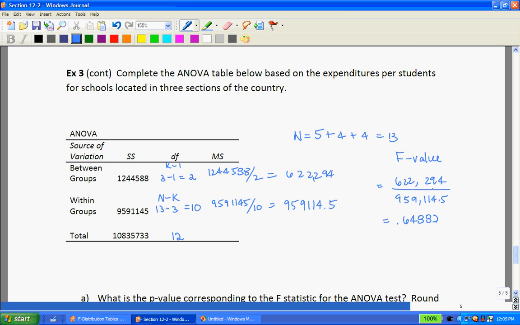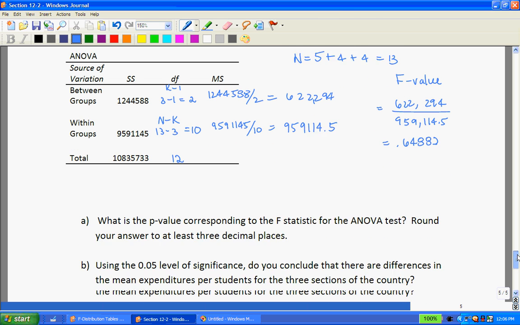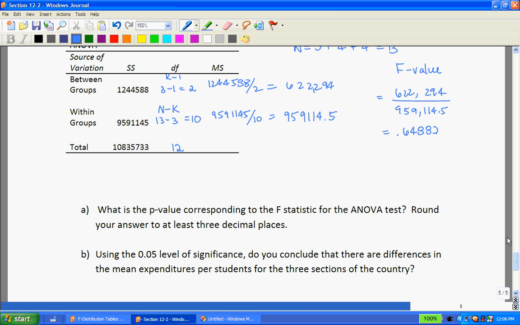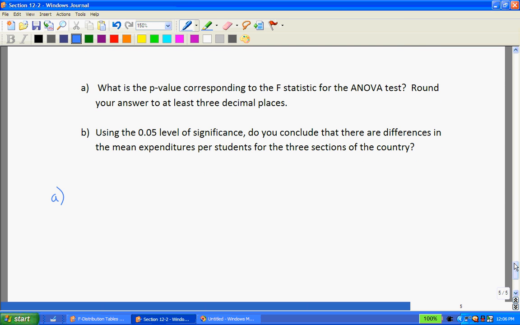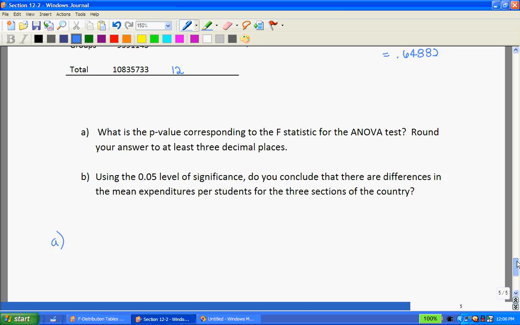Okay, so now that we've completed our ANOVA table, including the F value, we should be able to answer some questions down here. Part A, what is the p-value corresponding to the F statistic for the ANOVA test? The p-value, if you remember, is a probability of getting a value at least as extreme as the F value that we got.